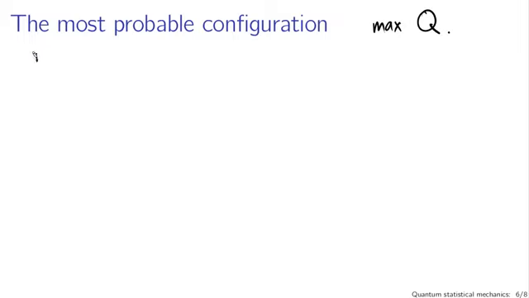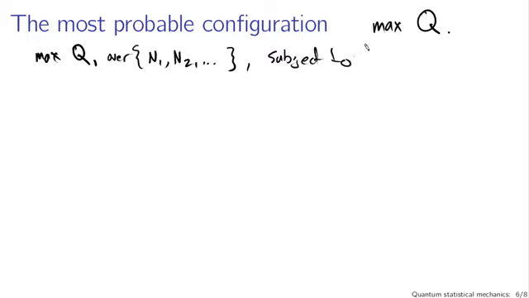So we want to maximize Q, and what's more, we want to maximize Q over the space n1, n2, etc., up to n sub infinity. This is an infinite dimensional space. What's more, we have to maximize Q subject to constraints. And the constraints we have are that the total number of particles is, for instance, known. So if I sum over i, n sub i, I have to get the total number of particles. Every particle in the quantum mechanical system has to be somewhere, has to be in one of the states.